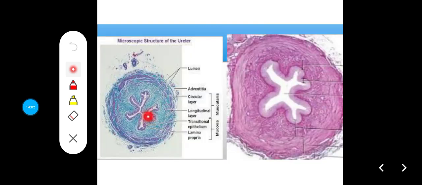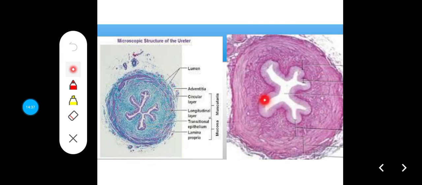So the same thing here. You can see the transitional epithelium or the urothelium, and then the lamina propria, which looks like the submucosa, but is not a real submucosa. So it does not contain glands. See that? It doesn't contain glands. Then the muscle layer, and then the extra connective tissue layer. Most times in the slides of the ureters, you'll be able to see it.